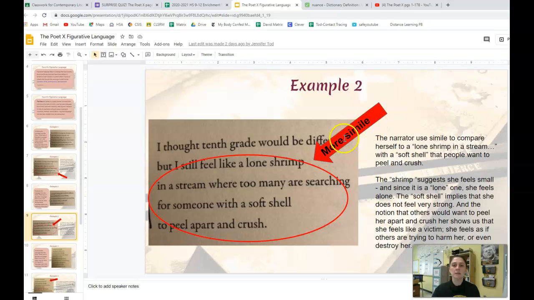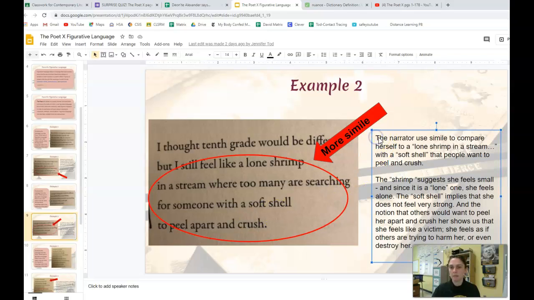So again, simile. We see more simile here. She feels like a lone shrimp in a stream where too many are searching for someone with a soft shell to peel apart and crush. So what does that comparison mean? Well, when I look at this, here's what I come up with. The narrator uses simile to compare herself to a lone shrimp in a stream with a soft shell that people want to peel and crush.